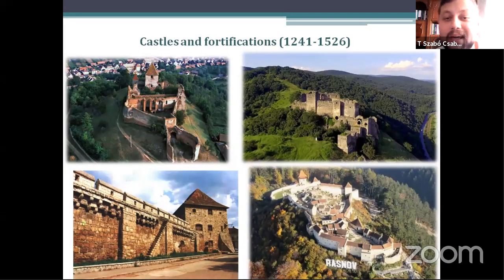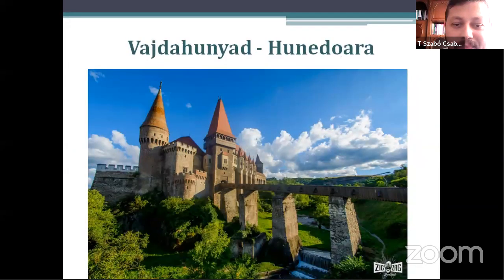There are also many castles and fortifications from this period, from the Hungarian kingdom, especially after the Mongol invasion. Most of the fortresses were rebuilt in stone. Most of them are in natural environments near villages, but some are part of urban fortifications, like in Cluj, Brașov, Sibiu. These cities have some of the best preserved medieval city walls, still visible today.